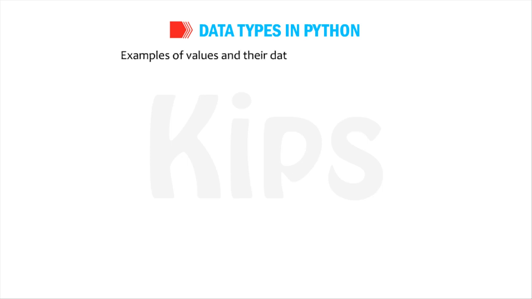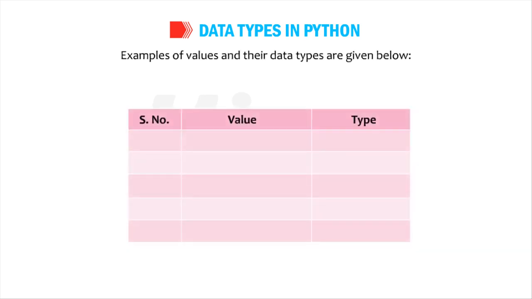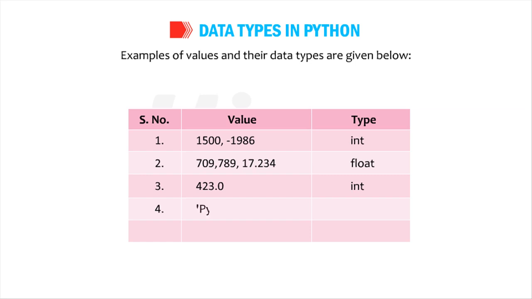Examples of values and their data types are given below. Serial number, value, type. Serial number 1, value 1500 to 1986, type integer. Number 2, 709.789, 17.234, float. Number 3, 423.0, integer. Number 4, Python_language, string. Number 5, 124 < 987, bool.